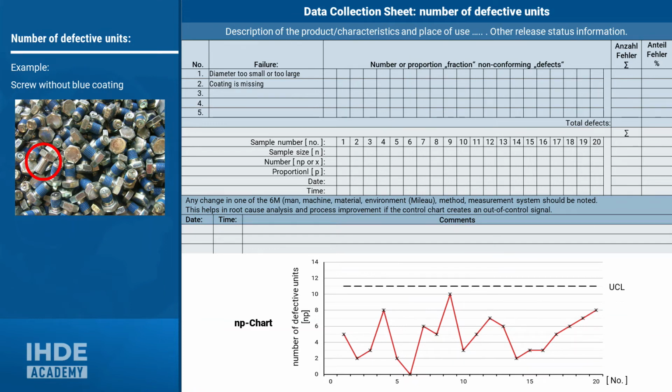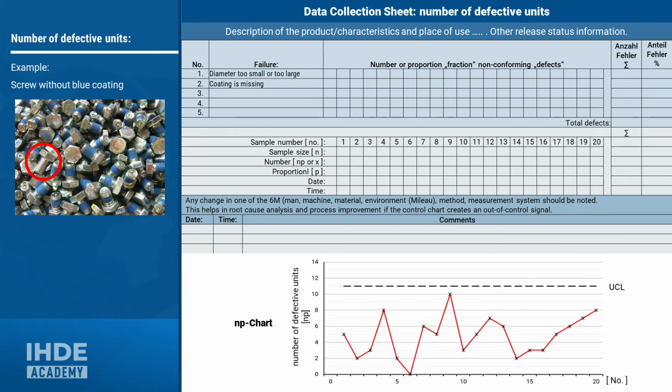Either the number or the proportion of defects found can be entered in the middle part. If, for example, in a batch of 1000 screws, 5 screws were found that were missing the coating, then the number would be 5 and the percentage would be 0.5%. The sampling frequency and the sample size should be specified by a production control plan.